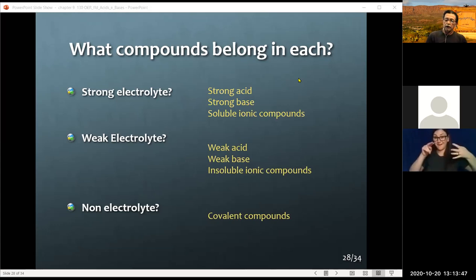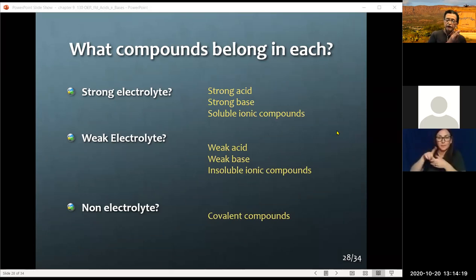Okay. Now, weak electrolytes, that's a weak acid. We gave you a list of weak acids and gave you some examples of weak bases. And anything that is insoluble based on the ionic compound solubility rules. Okay. And so when you draw these, when you have a weak acid, you're going to have some of the material in liquid form, but they stay together.